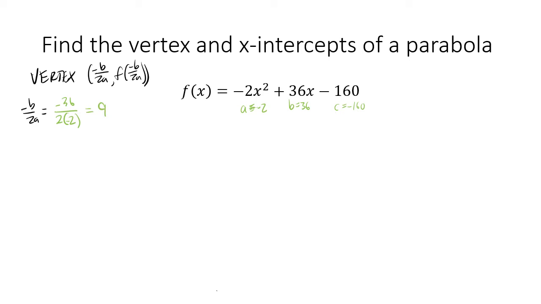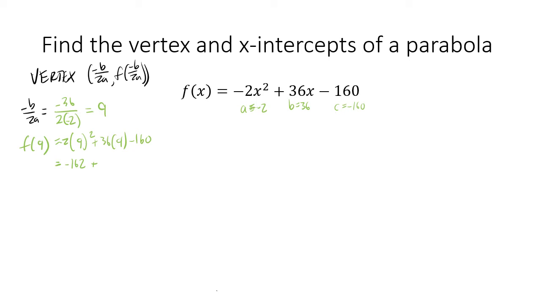If I then wanted to find the y-coordinate, I would just say, okay, what's f of 9? So it's -2 times 9 squared plus 36 times 9 minus 160. Yeah, I have no idea what this is. So -2 times 81, that's -162. 36 times 9, oh my gosh, I don't know. I'm literally using a calculator here.